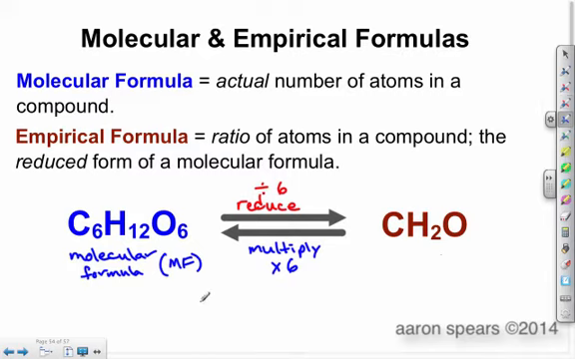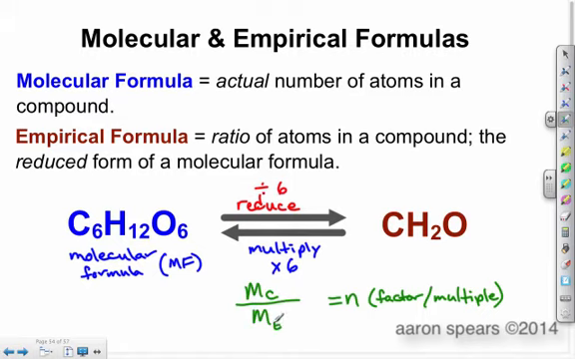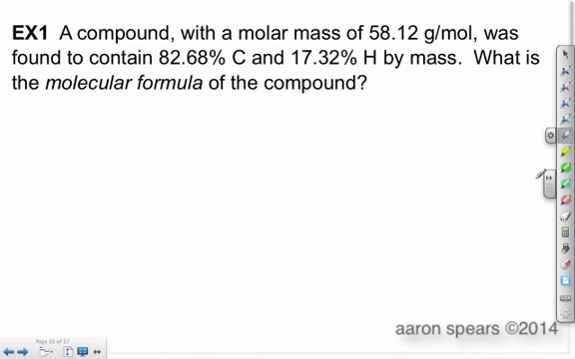This factor or multiple, we'll call N, can be experimentally found by dividing the molar mass of the compound by the molar mass of the empirical formula. So with this information in hand, let's work through our first example. It says a compound with a molar mass of 58.12 grams per mole was found to contain 82.68% carbon and 17.32% hydrogen by mass. What is the molecular formula of the compound?